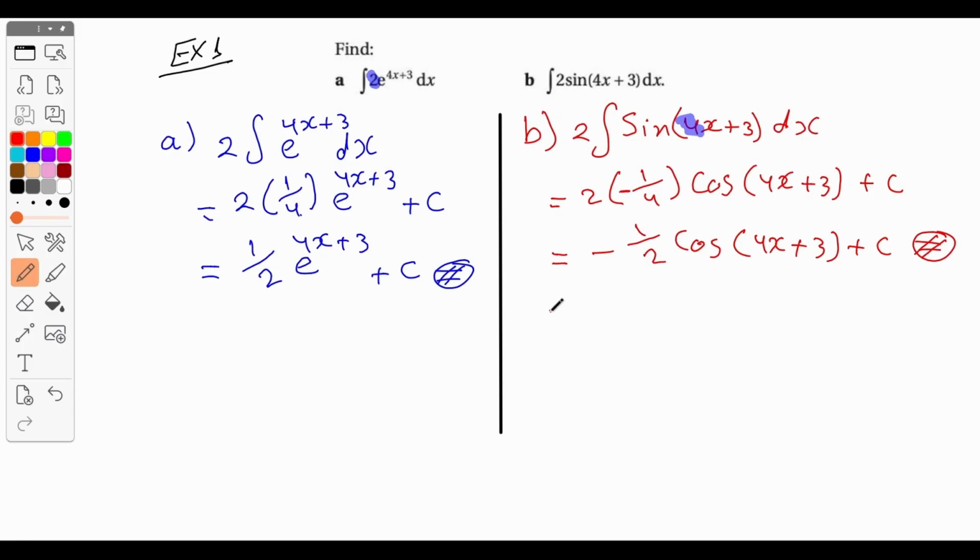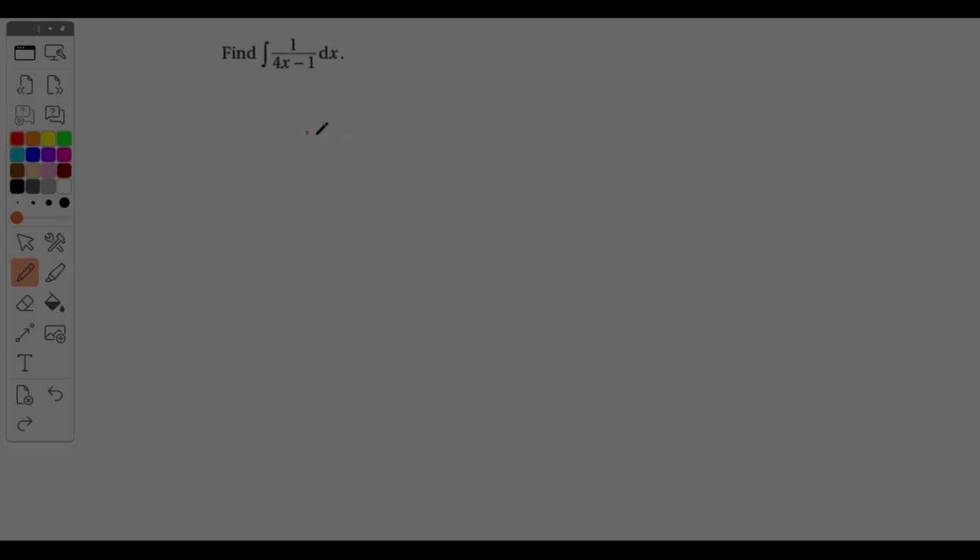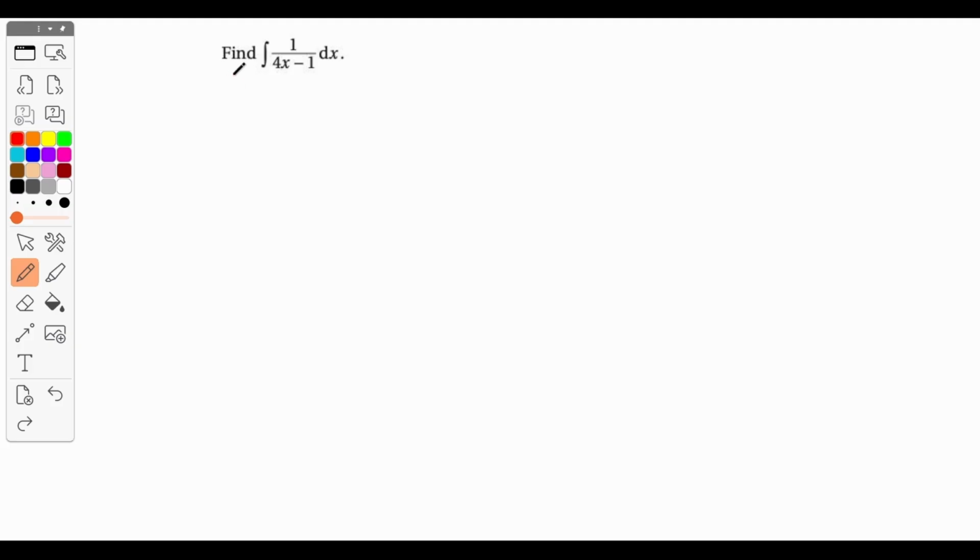Now for each coming question, I want you to pause the video and try to solve it, and I will answer. You should check your answer. For this question, find the integral of 1 over 4x minus 1. Find the integral of 1 over 4x minus 1. As I told you, pause the video and try to solve this question.